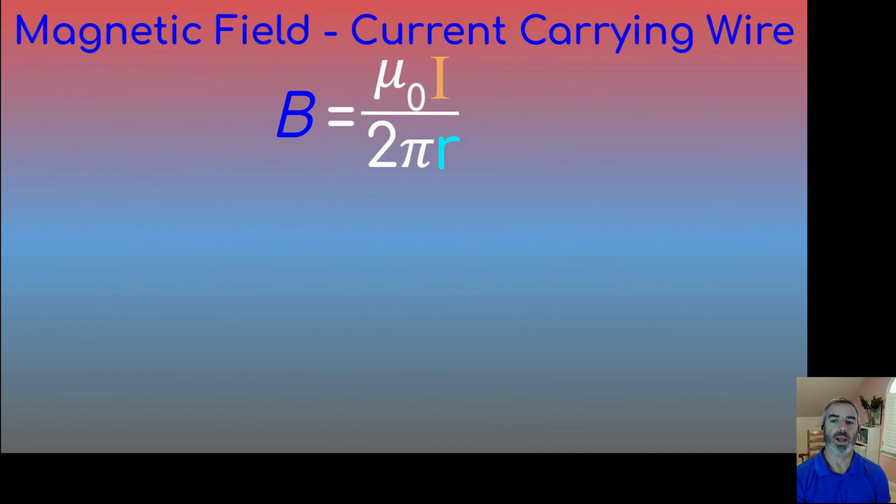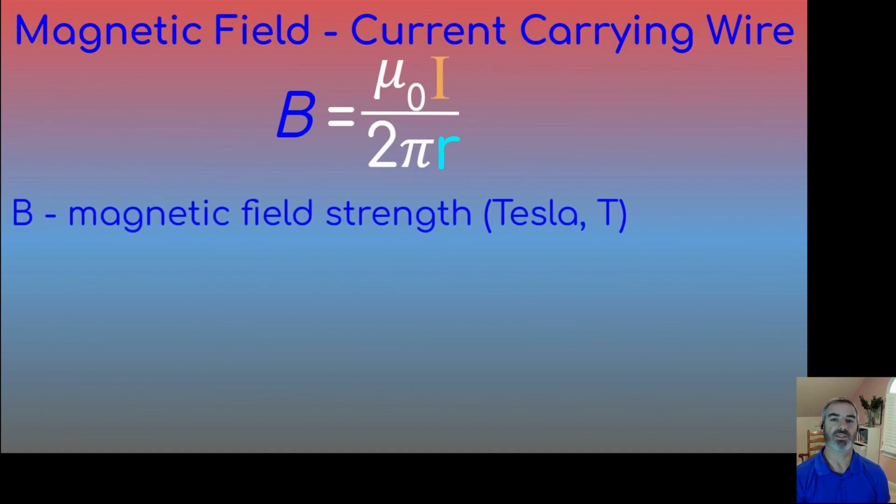B equals mu naught I divided by 2 pi r, where B is the magnetic field strength measured in Tesla, which is abbreviated with a capital T. And we need to note that magnetic field is a vector quantity, so we're going to have to do vector addition to be able to find the overall magnetic field if we have multiple sources.